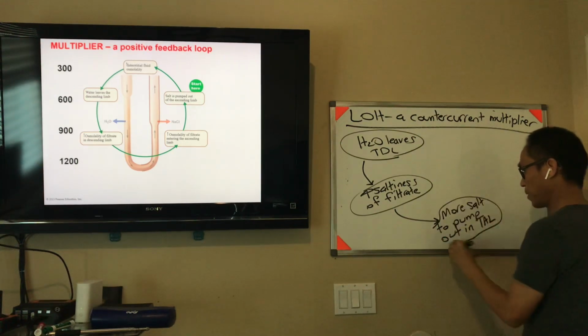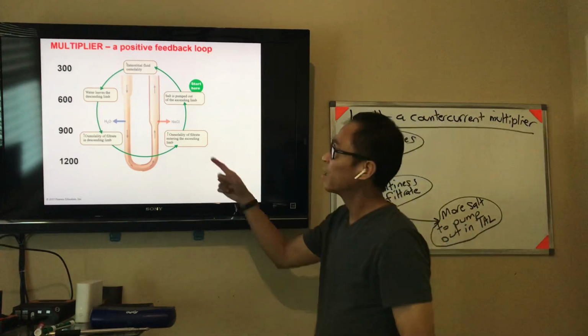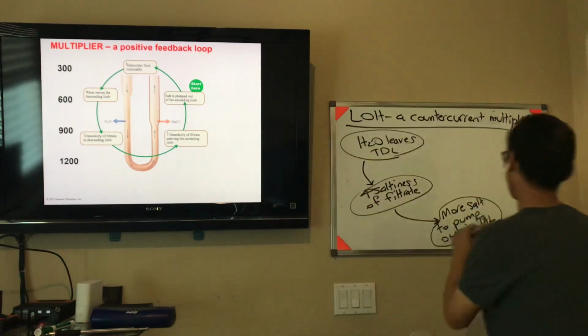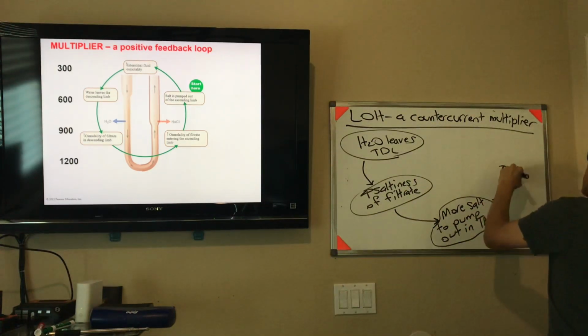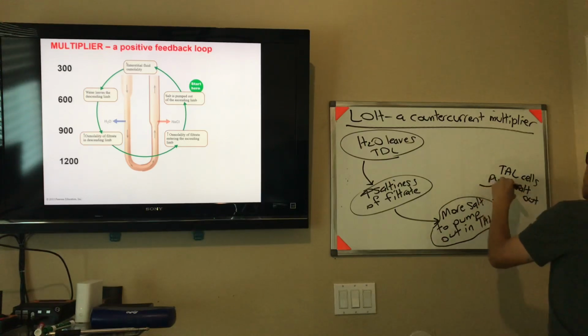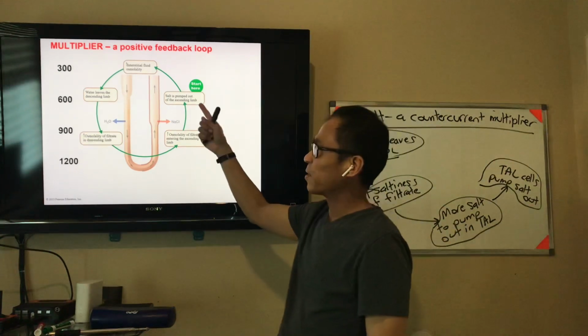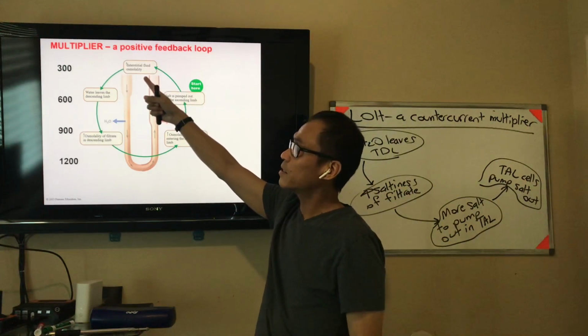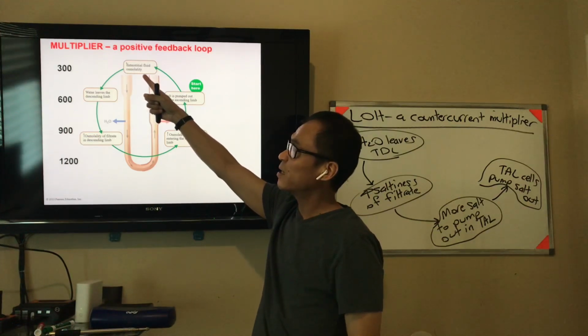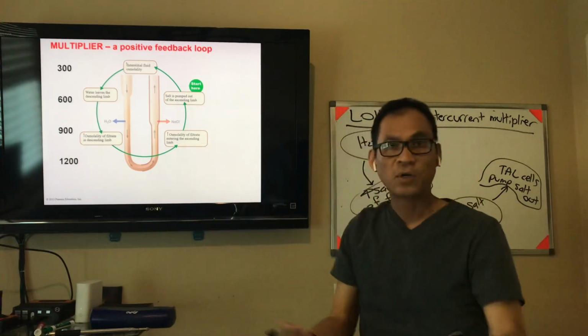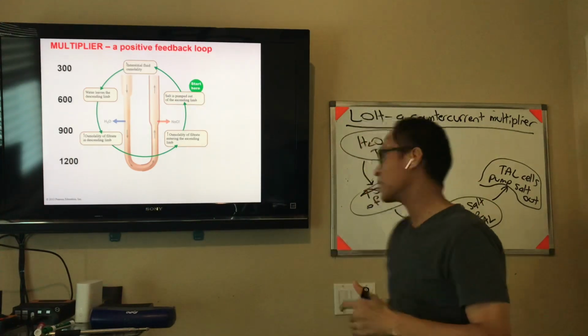It's kind of my next bullet point. All right, so then what? So you pump the salt out, TAL. TAL cells pump NaCl, our salt, out. Okay. By pumping the salt out, you're increasing the saltiness of the medulla. They say increase interstitial fluid osmolality. I'm just saying you're increasing the saltiness of the medulla, a different way of saying the same thing.